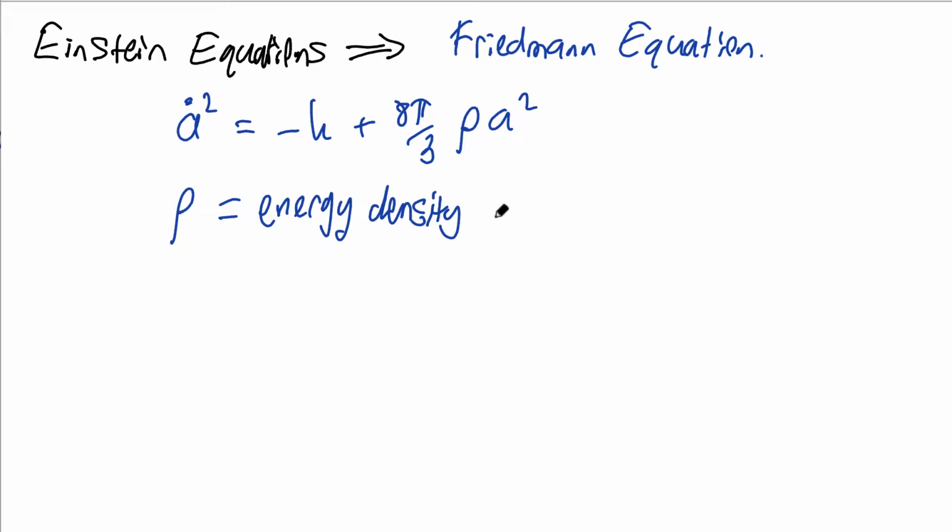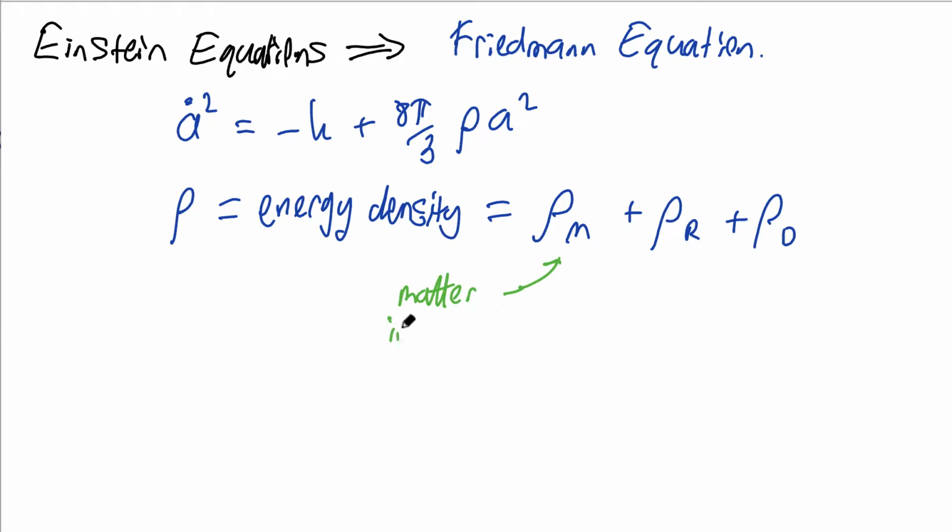And in the standard cosmological model, we assume the energy density is comprised of 3 components: an ordinary matter component, a radiation component, and a dark energy component. So M stands for matter. So this is baryonic matter, atoms and molecules and so forth, and it includes dark matter. R stands for radiation, and D is the dark energy.